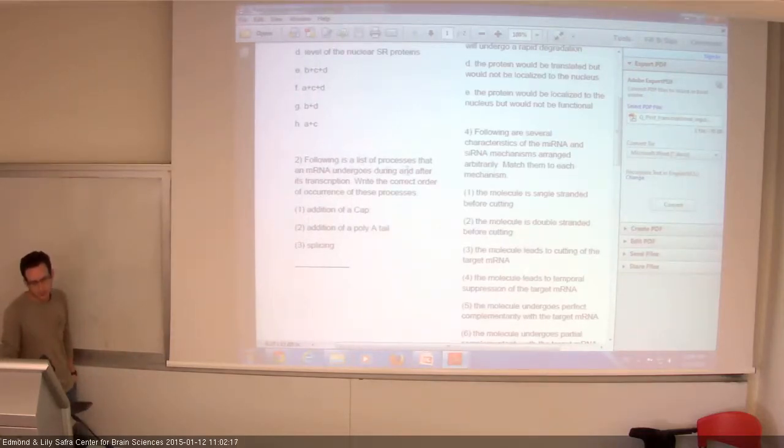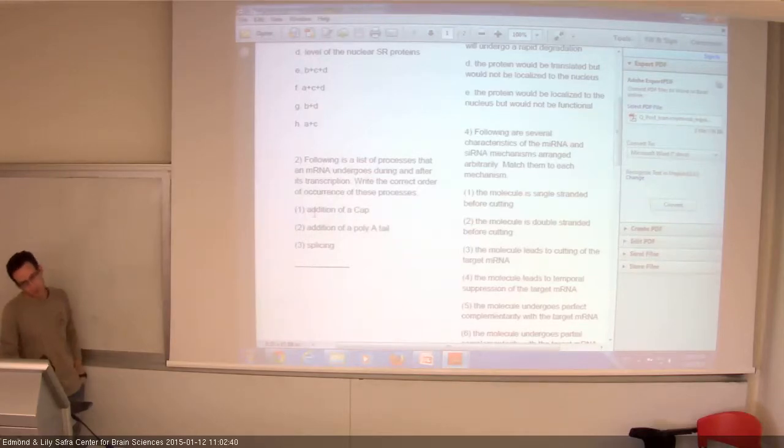So following is a list of processes that an mRNA undergoes during and after its transcription. Write the correct order of occurrence of these processes. Addition of a cap, polyadenylation, and splicing. What do you think? Which happens first? 1, 3, 2. 1, 3, 2.